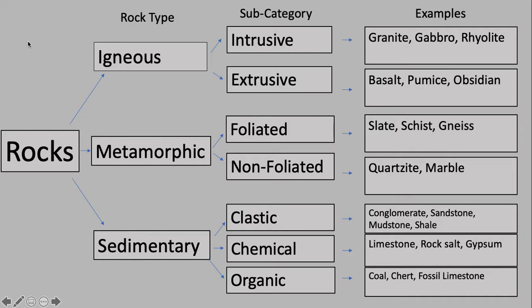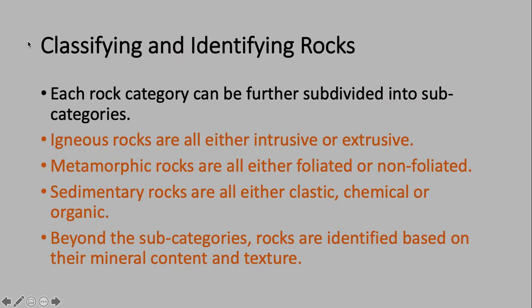So all rocks can be broken down into three categories: igneous, metamorphic, and sedimentary. But they can be broken down further into subcategories. Igneous rocks are either intrusive or extrusive. Metamorphic rocks are either foliated or non-foliated. Sedimentary rocks are all either clastic, chemical, or organic. And beyond the subcategories, rocks are identified based on their mineral content and texture.